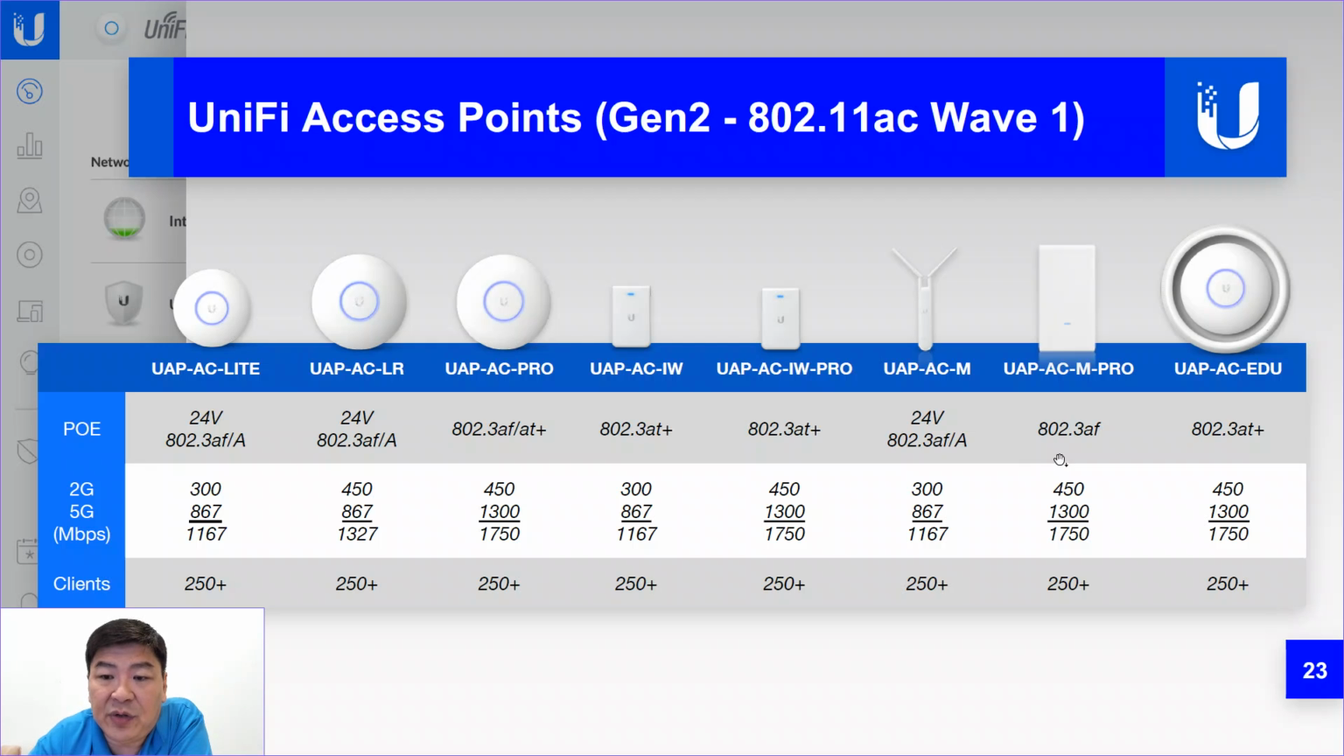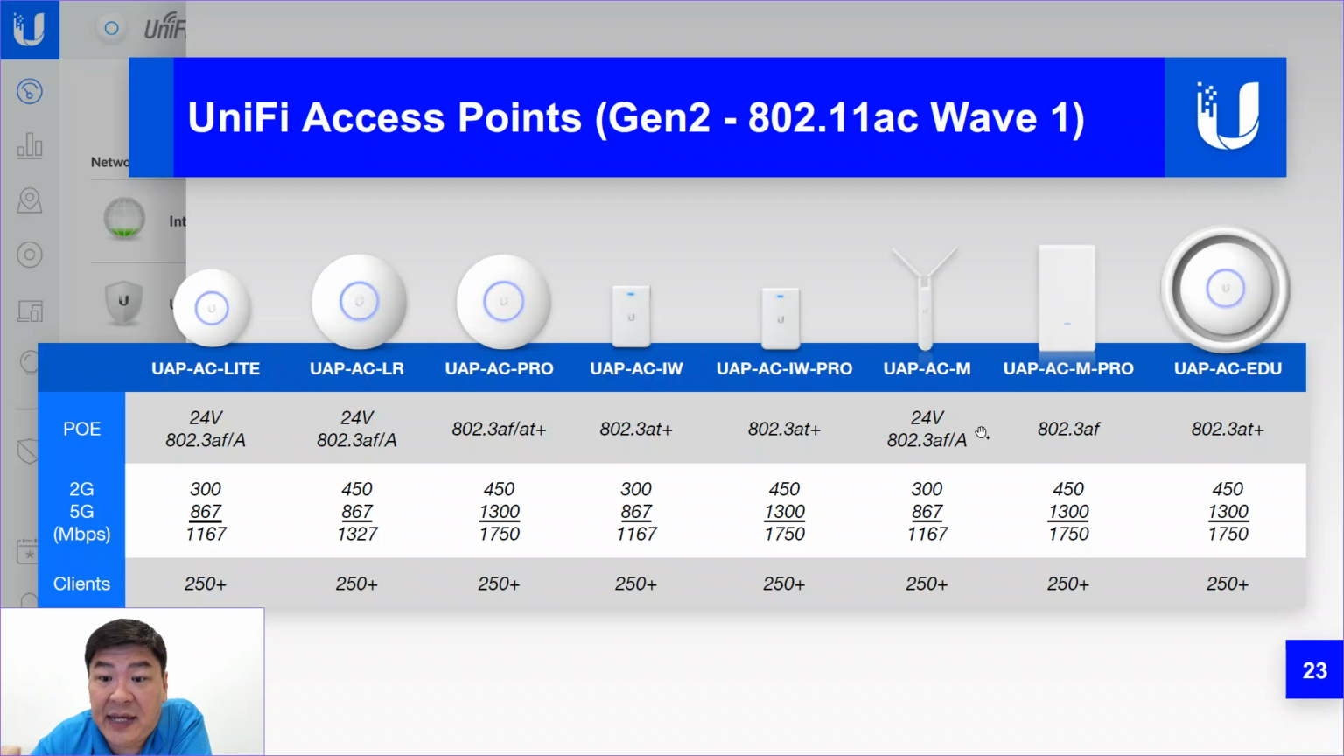The next one would be the UAP AC M Pro. The M Pro requires only 802.3af power. So yes, 2.4 GHz at 450 and 5 GHz at 1300. The reason being it's the same chip, or rather the same radio set, as the AC Pro, except it has the meshing functionality. Now, for the two mesh units, please do take note.